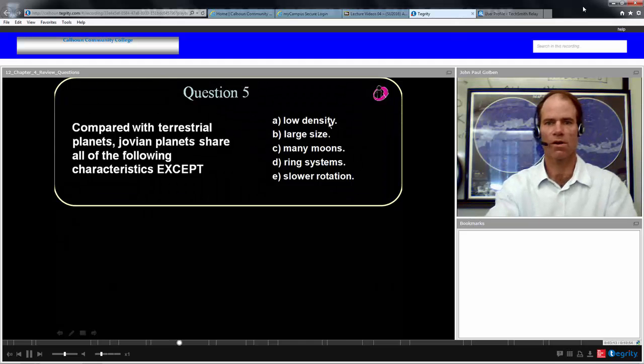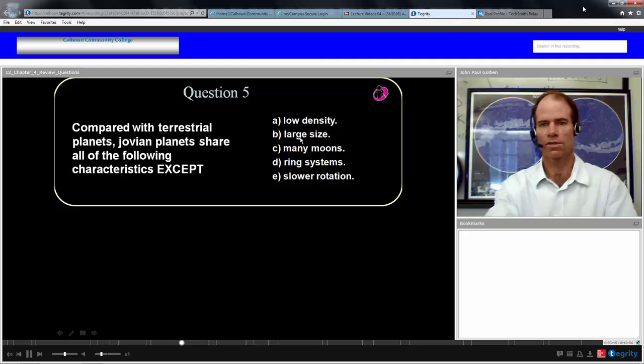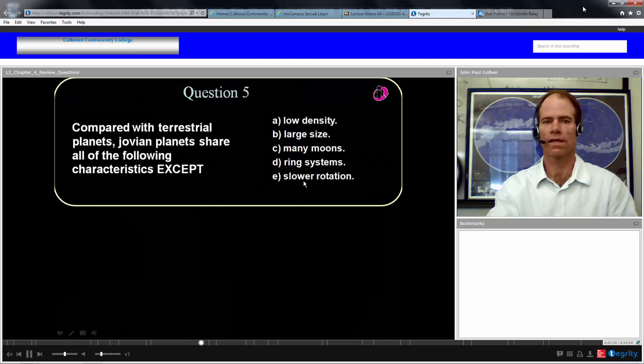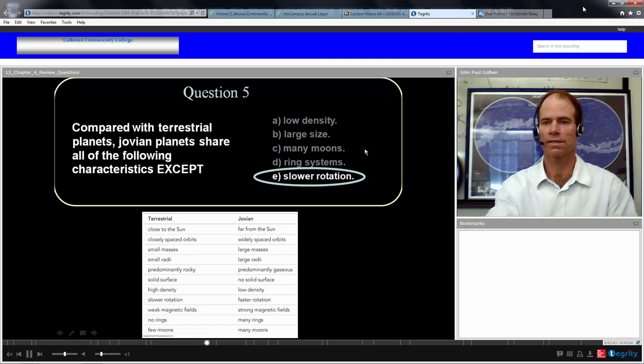Jovian planets all are a large size, much larger than the terrestrial planets. They have many moons. Every Jovian planet has at least 8 moons, and Mars has 2 moons. So, in comparison, the terrestrial planets have the fewest moons. All the Jovian planets have ring systems around their equators. So the only thing they don't have is a slower rotation because they all are rotating faster than the terrestrial planets.